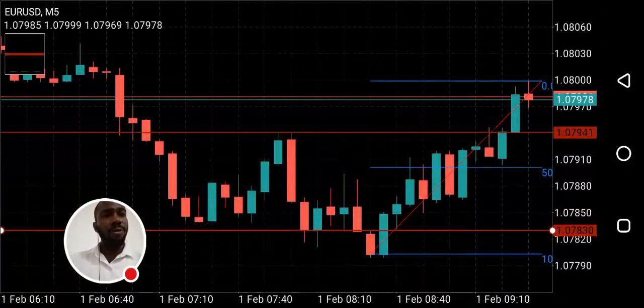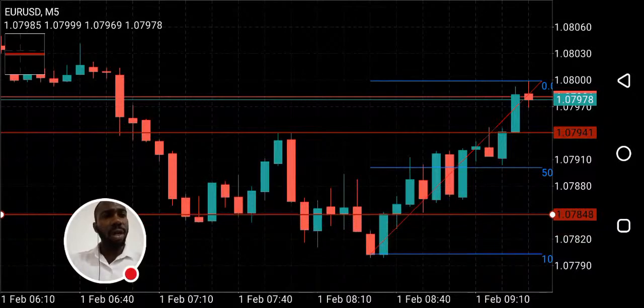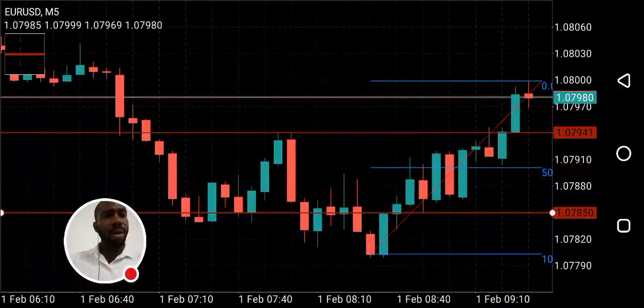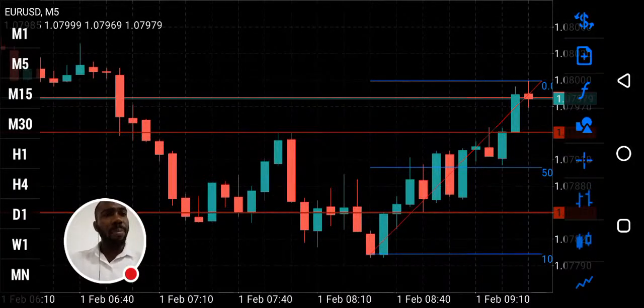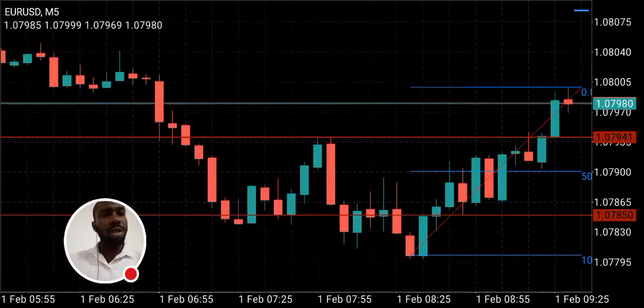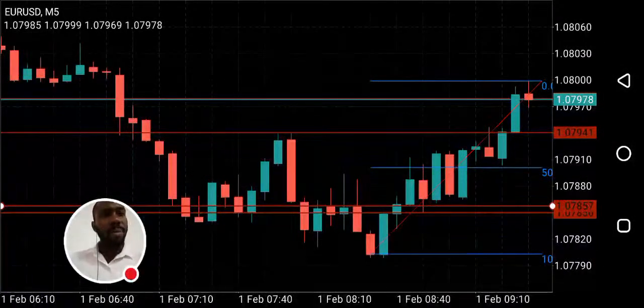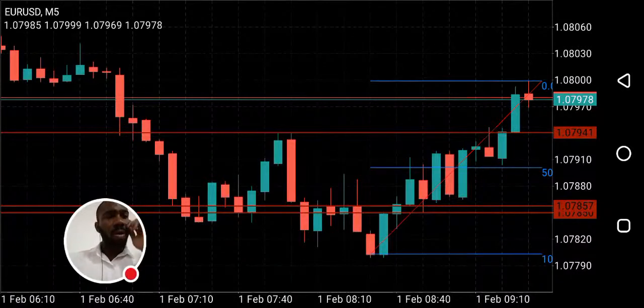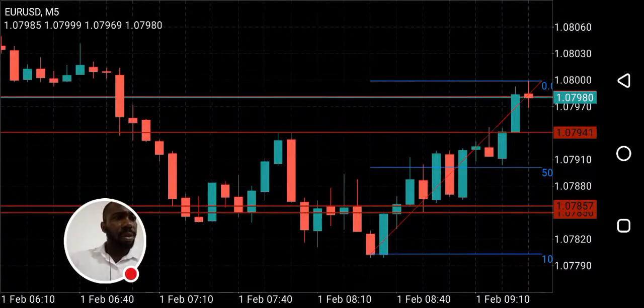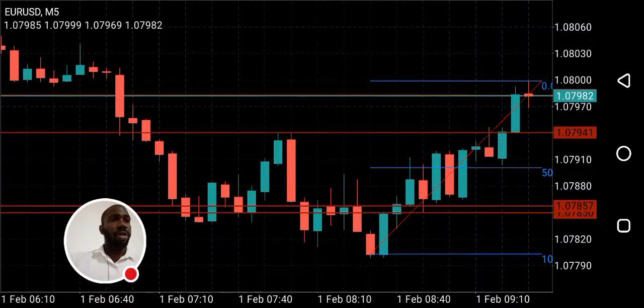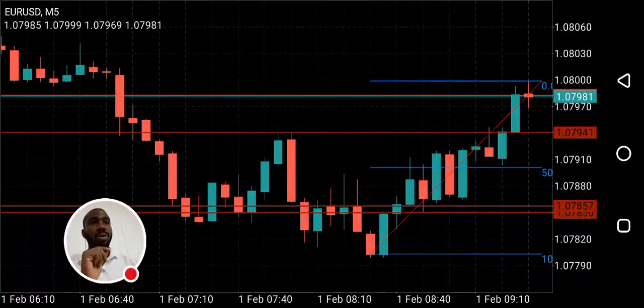I think there's a little fair value gap here that was created. So it's likely price will pull back into this fair value gap. Okay, so that's my take on Euro USD. This is a good setup on Euro USD.